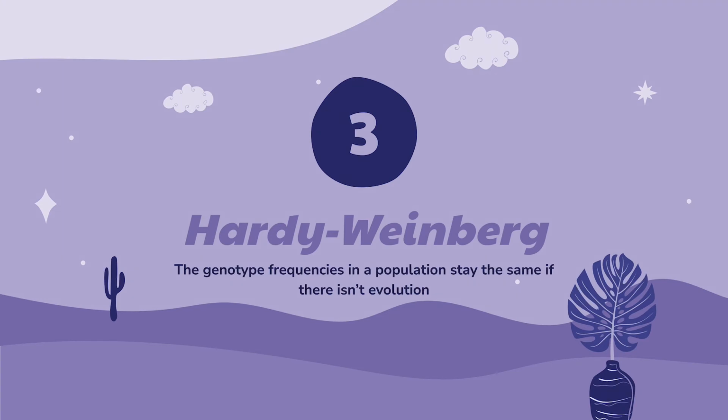Next is Hardy-Weinberg, which is an equilibrium plus an equation that hinges on the idea that the genotype frequencies in a population stay the same if there isn't evolution. And there are specific requirements for these, but you won't really need to know about them until we get to evolution. For now, it's going to be very clear whether you should or shouldn't apply Hardy-Weinberg.